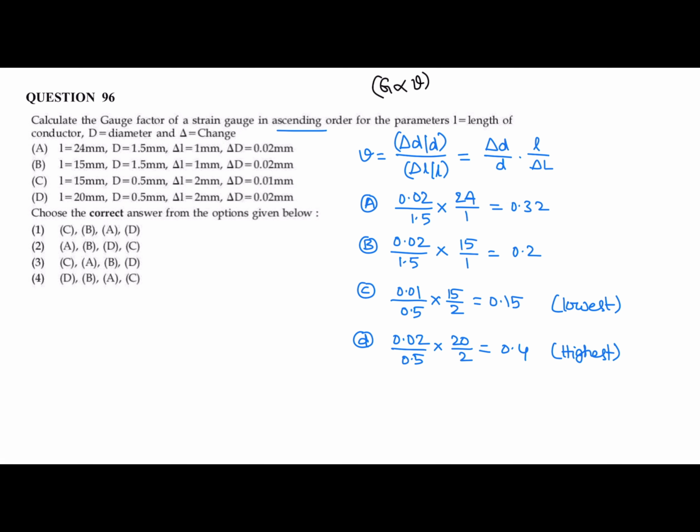And lowest is for option C. Therefore, the correct answer is C A, C B A D. So for D it is highest, for C it is lowest. Gauge factor is highest for given option D and lowest is for given option C.